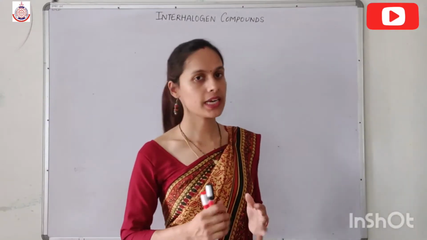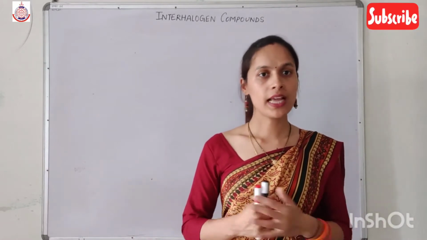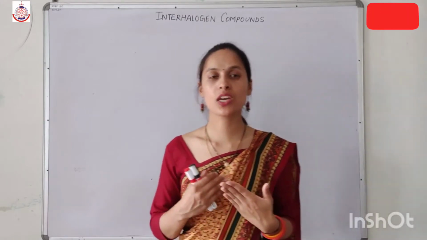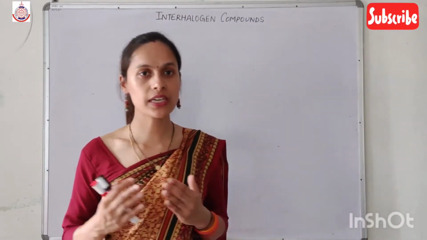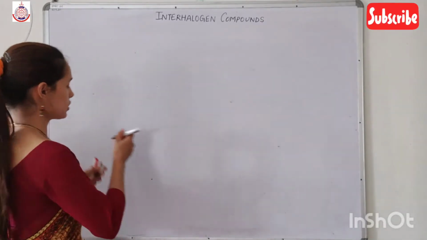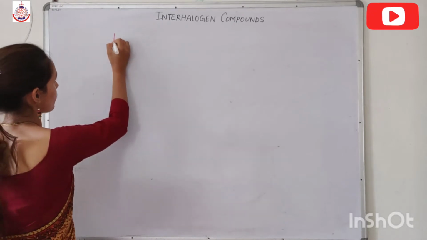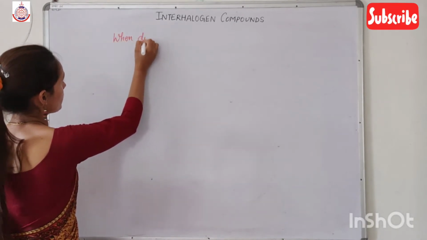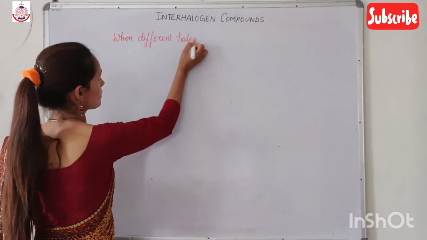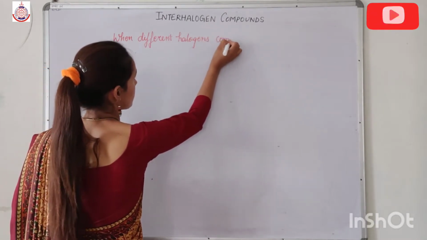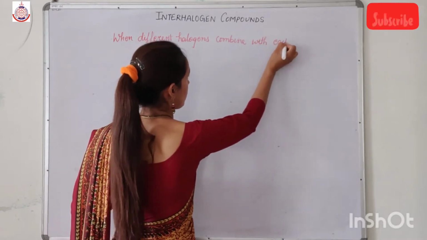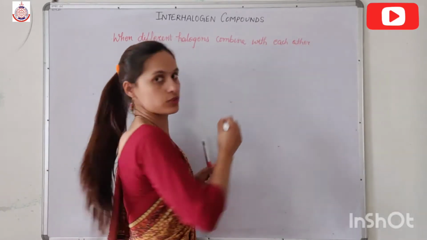Interhalogen compounds. Now, what are interhalogen compounds? Different halogens react with each other to form interhalogen compounds. It means the compounds which are formed by the reaction between different halogens are known as interhalogen compounds. So the definition becomes: when different halogens combine with each other, then we get interhalogen compounds.